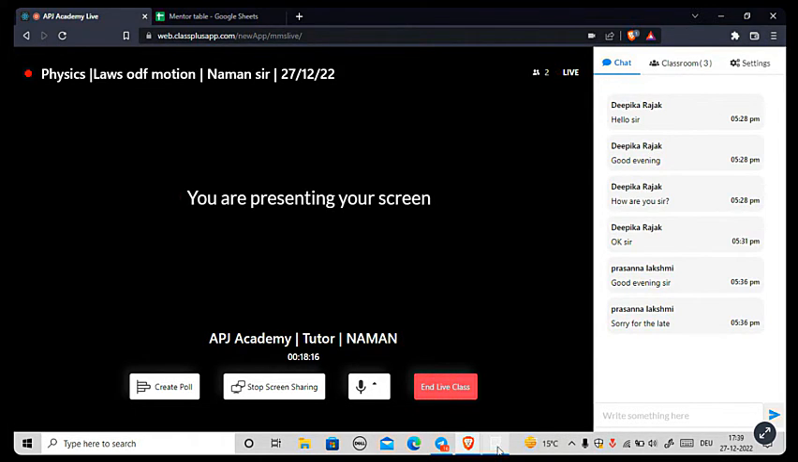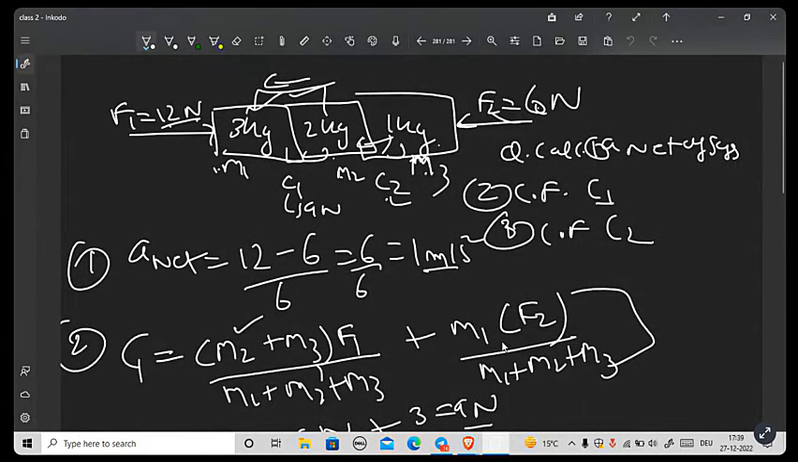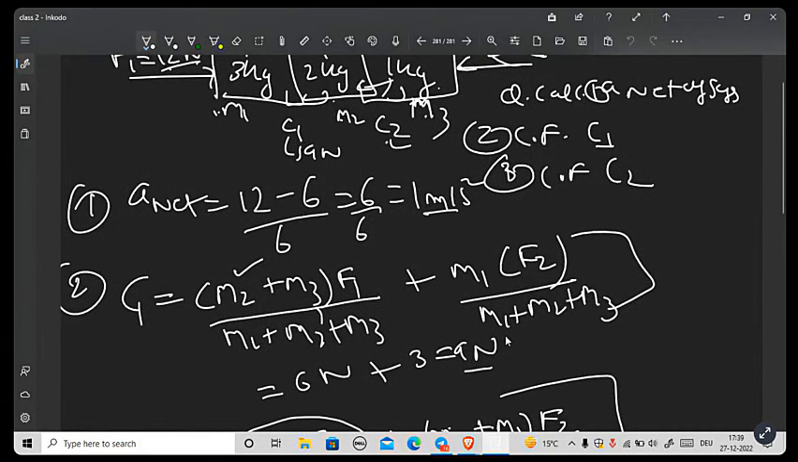Just have a look. You can have a look first. Just have a look and tell me. This was a 3-block system. That will do. I'll just quickly have a look if any more questions are left or not. But I think that was all.